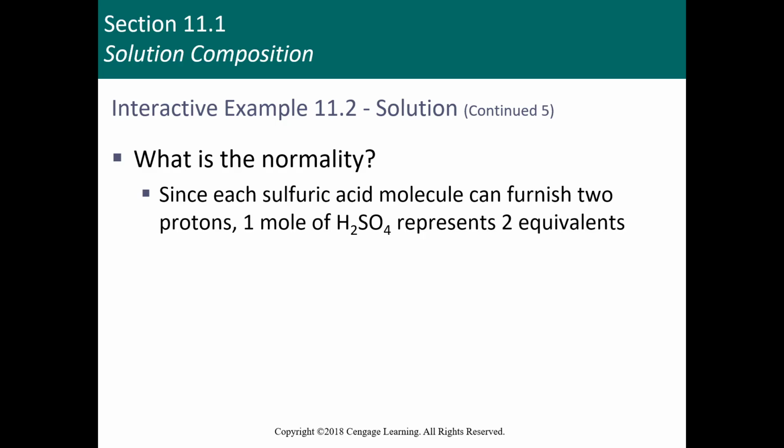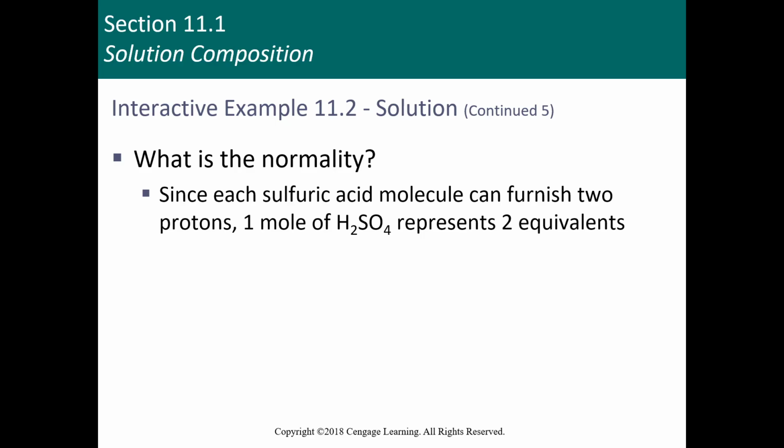So what will be the normality? All right, so the next thing we need to do is figure out how many equivalents there are, and we're going to then have to do the normality, which is much like molarity. Notice the similarity in the names, by the way.